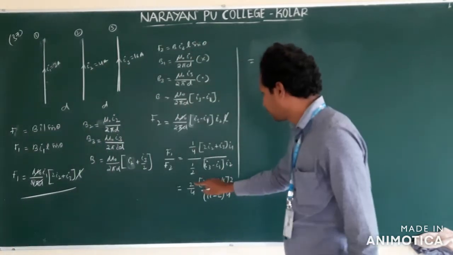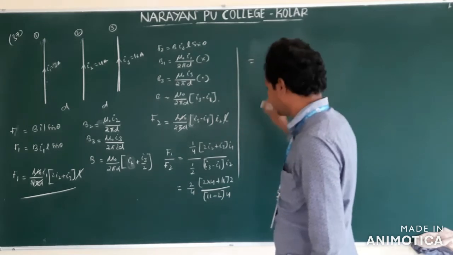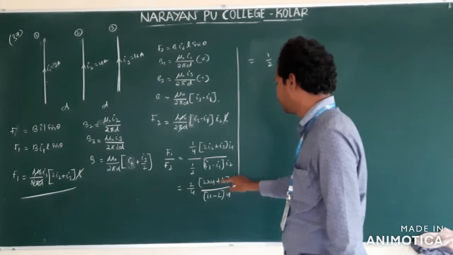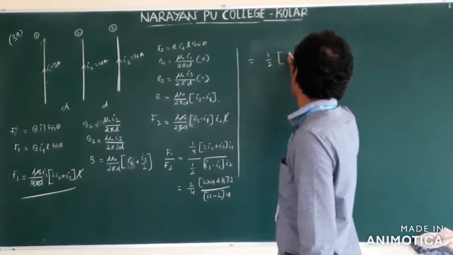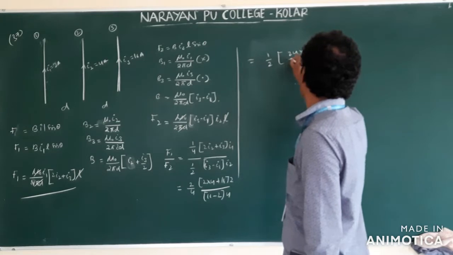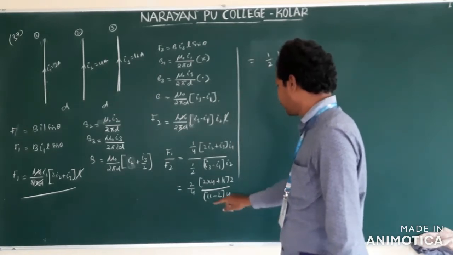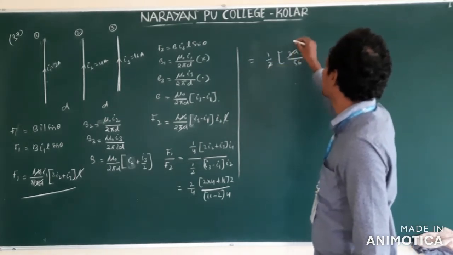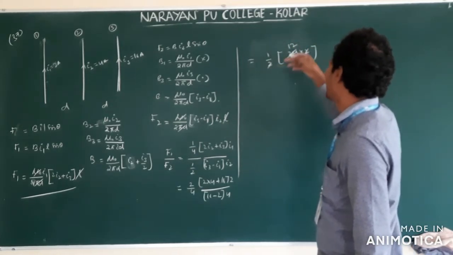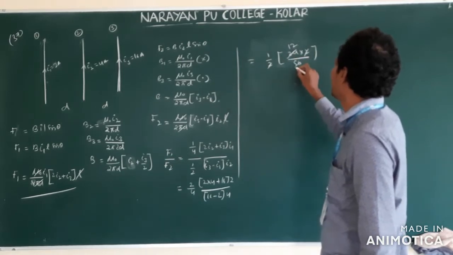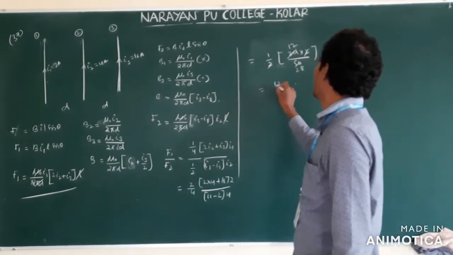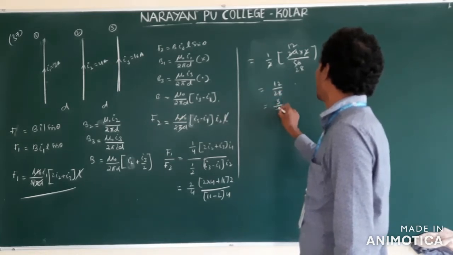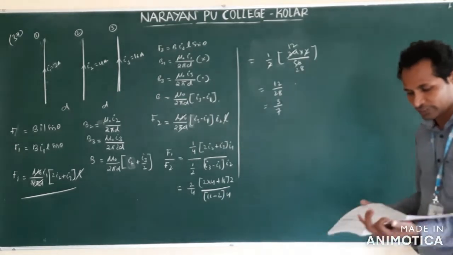Now 1 by 2, 2 into 4 is 8, plus 16 is 24, 24 into 2 by 28, you can cancel. So 12 by 28 is equal to 3 by 7. 4 3s, 4 7s.